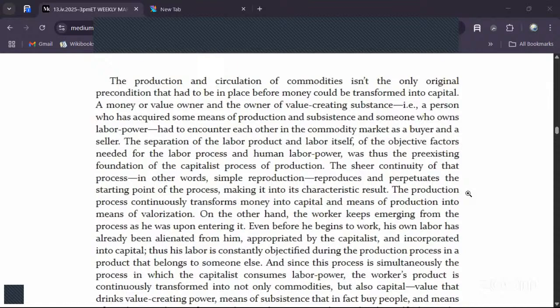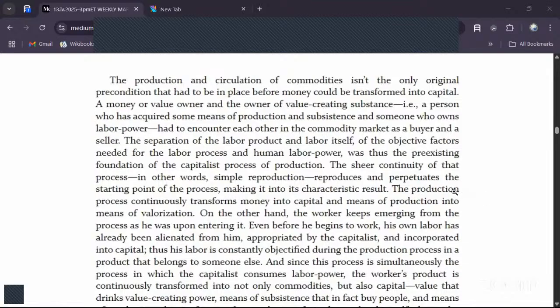The foundation is then maintained by the sheer continuity of that process. In other words, simple reproduction reproduces and perpetuates the starting point of the process, making it into its characteristic result. The production process continuously transforms money into capital and the means of production into means of valorization. On the other hand, the worker keeps emerging from the process as he was upon entering it.